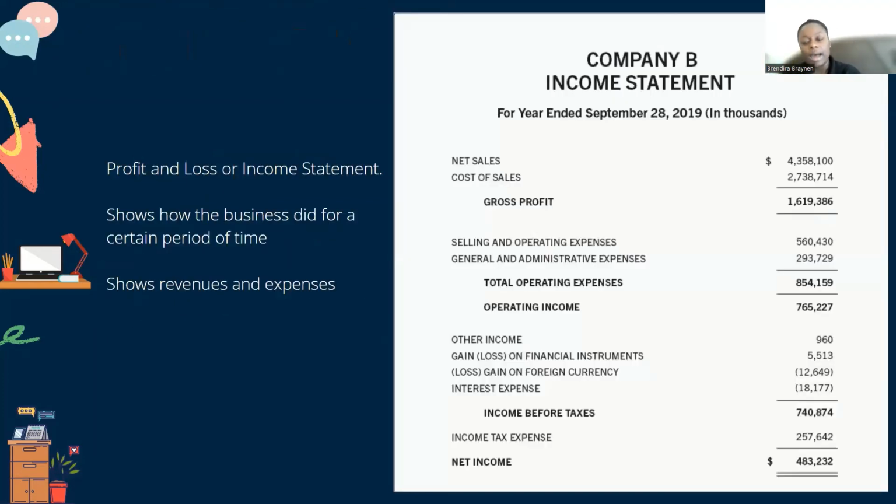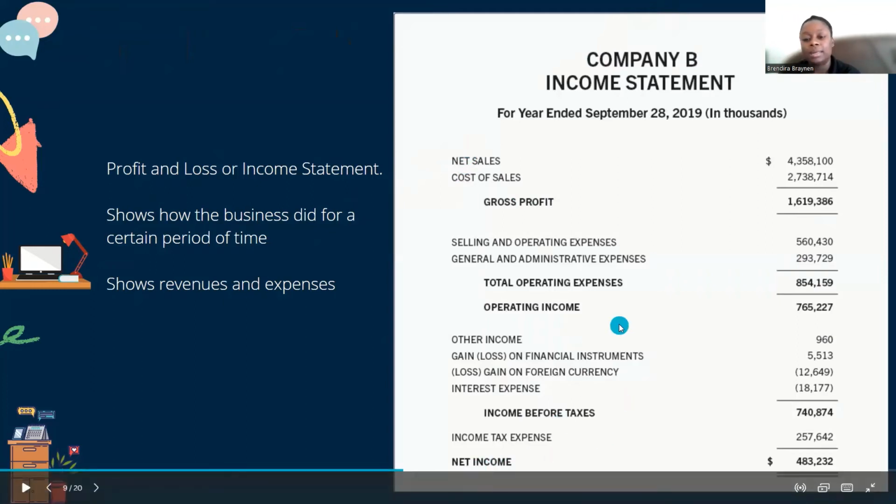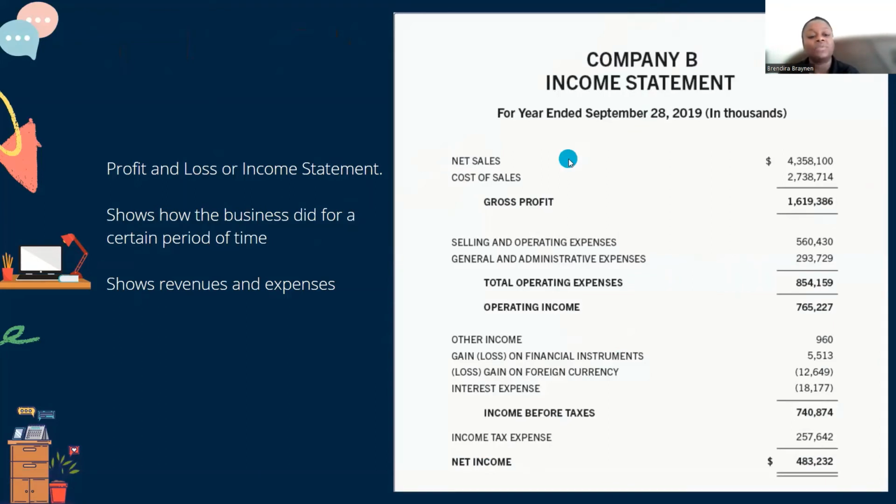So let's take a look at a sample income statement or profit and loss, which is going to show the company's profit or loss, or what we call net income. This tells me if the company is making money like they want to, because if you recall, companies are in business to make a profit. And so the income statement or profit and loss shows us this.